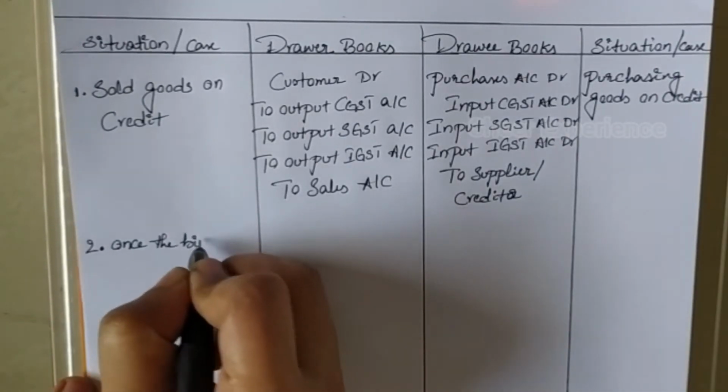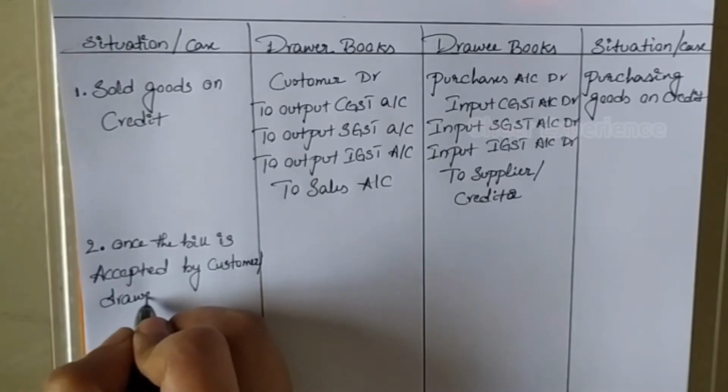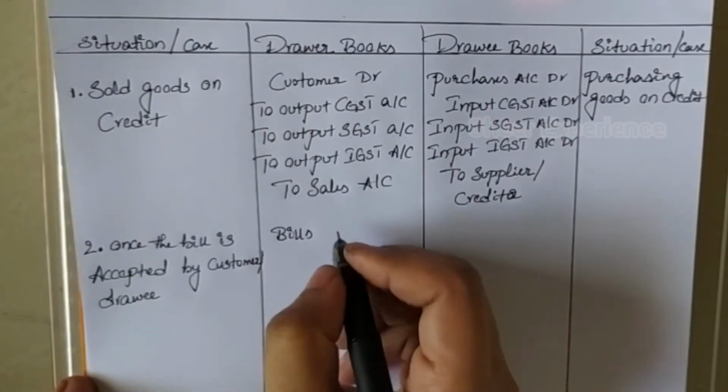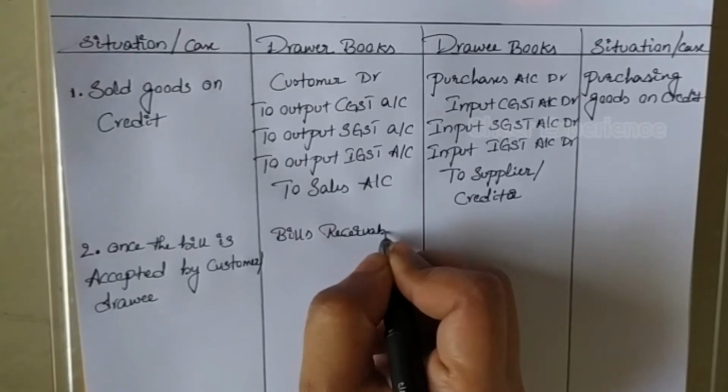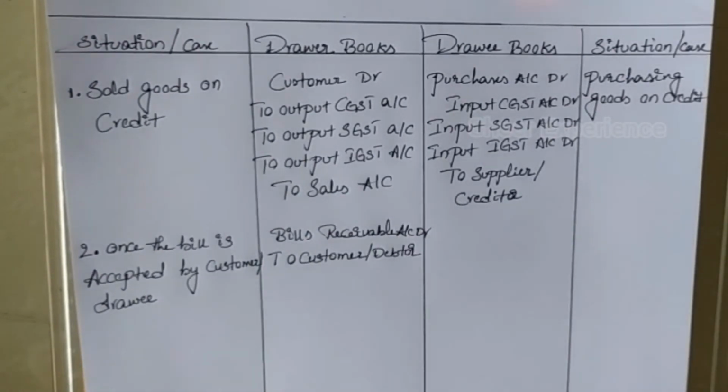Our second situation is once the bill is accepted by the customer or drawee. Once the drawee provides his acceptance to the drawer, then the journal in drawer books will be bills receivable account debtor to customer. Here, drawer has to receive the money from drawee. So, we call it as bills receivable.